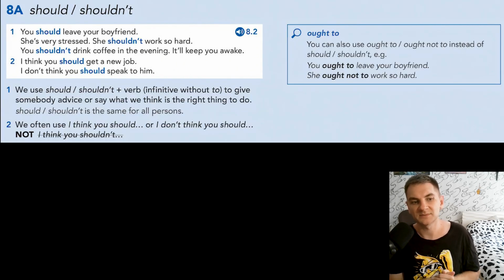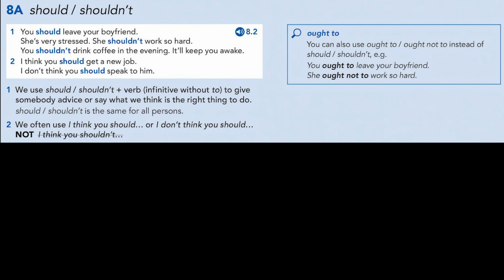Now listen to some examples given here. 8.2. 1. You should leave your boyfriend. She's very stressed. She shouldn't work so hard. You shouldn't drink coffee in the evening. It'll keep you awake. 2. I think you should get a new job. I don't think you should speak to him.